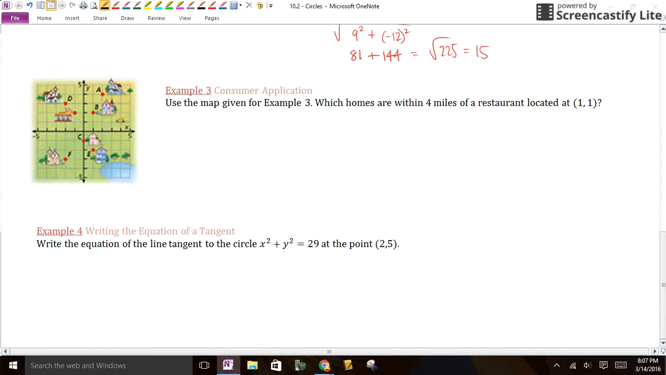So the cell tower is sitting at (1, 1). I tried to do a black dot. I don't know if you can see it, but there it is. Highlighting yellow doesn't work. So there's the black dot that our cell tower is at. And we want to know if it's within 4 miles. So 4 miles in every direction. That's awesome because that's a circle.